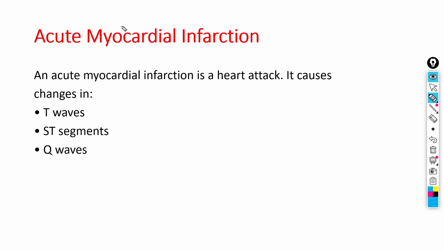Now changes during an acute MI. An acute myocardial infarction is a heart attack. It causes changes in T waves, ST segments, Q waves. The Q waves represent the electrical holes in the heart. Remember, normally the ECG complex has a Q wave which is small and narrow, but it becomes pathological when the Q wave has a large negative deflection or is very wide. This represents non-viable myocardial tissue.